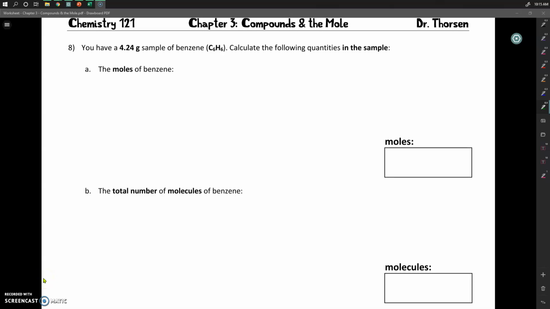All right, for the benefit of those of you that could use a little bit more instruction on this problem, I'm going to work through each step of this problem. I'm going to remind you that for this problem, the main thing that you need to do first is recognize that you need the molar mass of this benzene, this C6H6.